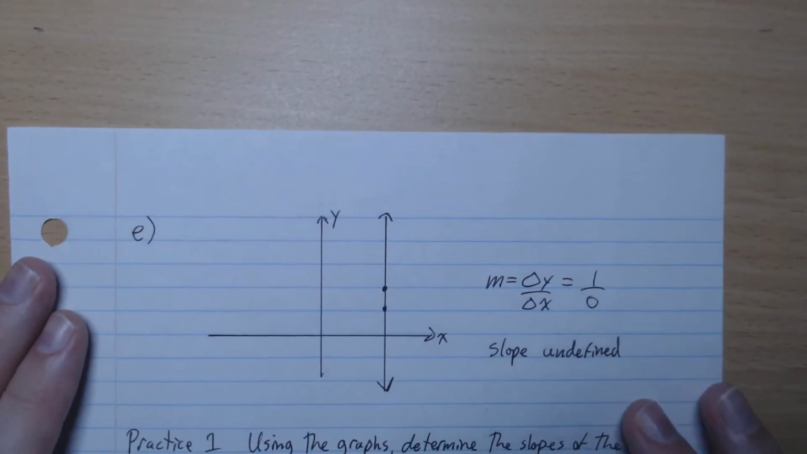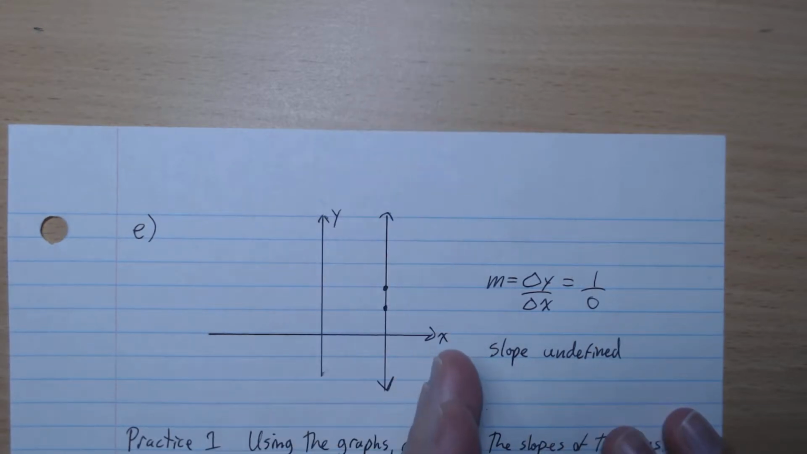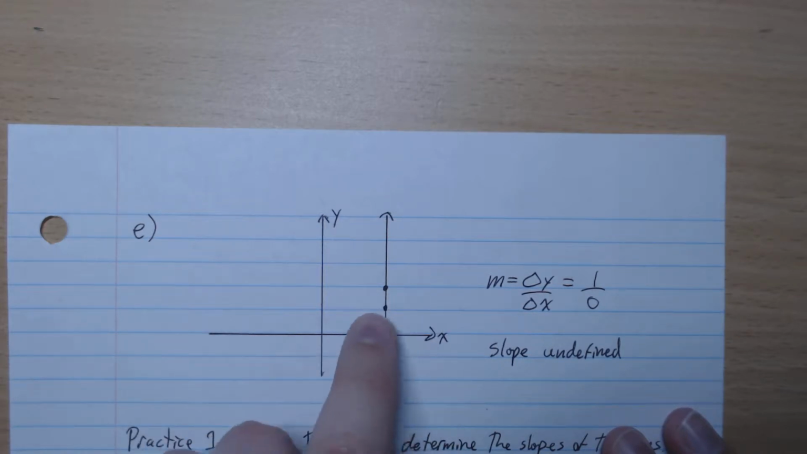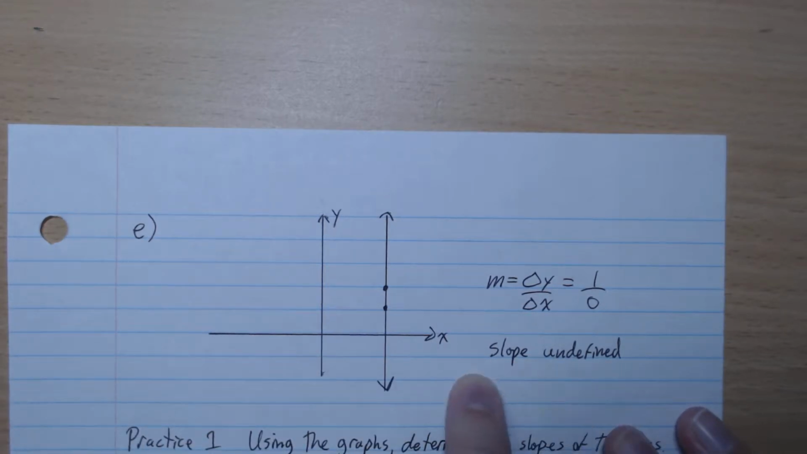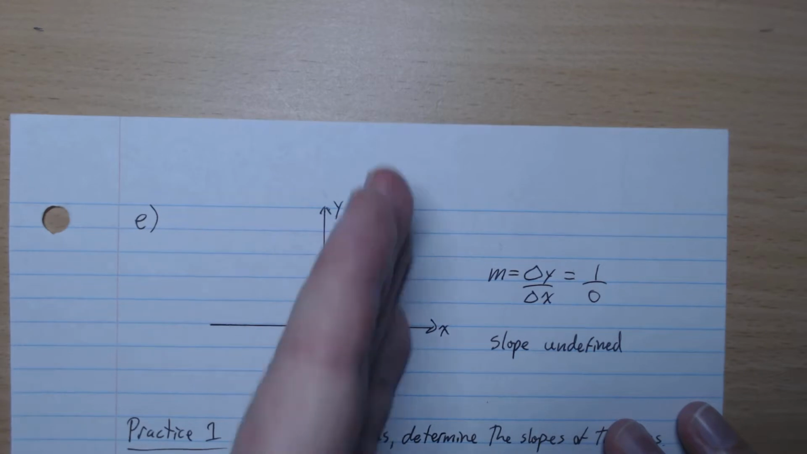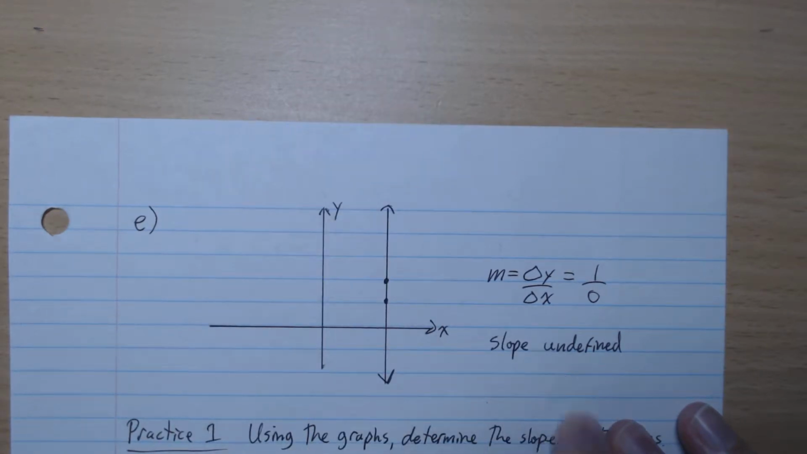Now E, we have our linear function going like this. Change in y is 1 and change in x is 0. We're not moving left or right, so change in x is 0. We call this slope undefined. If ever we have a vertical line like this, we say the slope is undefined.